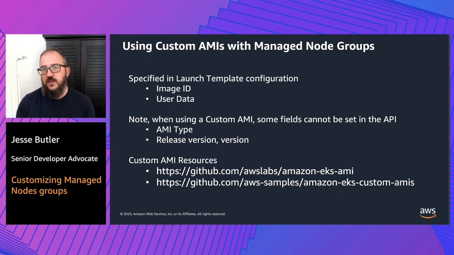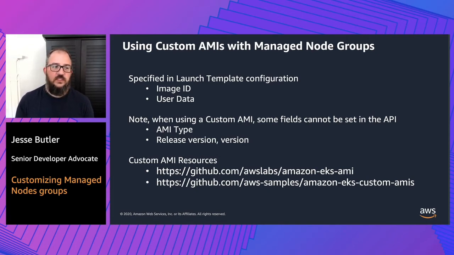When using a custom AMI, there are a couple of configuration elements that don't make sense: AMI type, release version, and version. If you're specifying a custom AMI, the node group create will actually fail if you specify those, since those are used to determine which EKS AMI to use. So again, you'll be told right off the bat that something's wrong in the config.